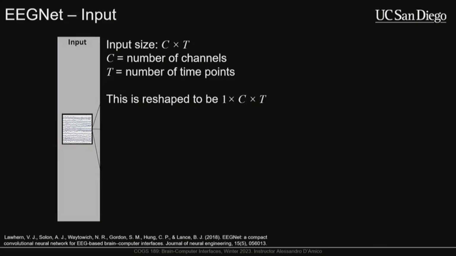So the first one is just the input, and the authors very clearly demonstrate that by just showing us raw EEG data. And the input size is C by T, where C is just the number of channels. It's just shorthand for that. And T is the number of time points. And this ends up getting reshaped to be three-dimensional into a 1 by C by T. But this is very standard. This is how you would start with any sort of analysis pipeline, right? We get our input data.